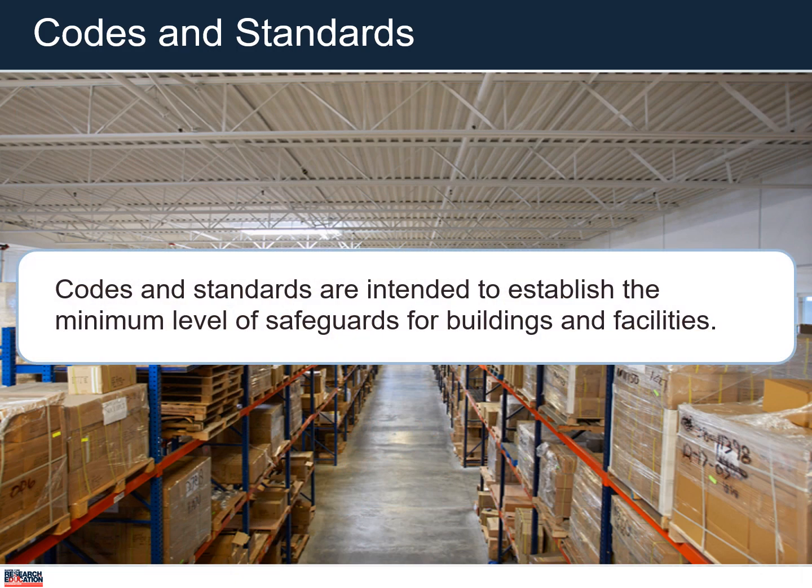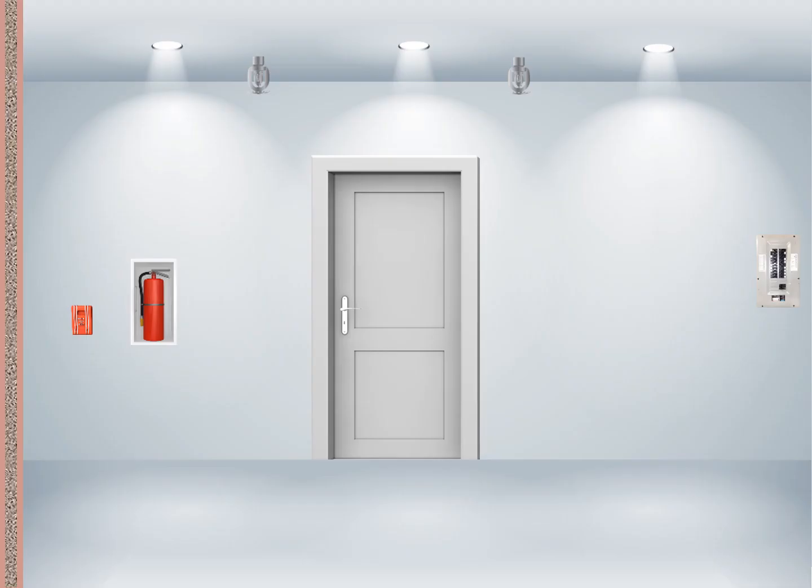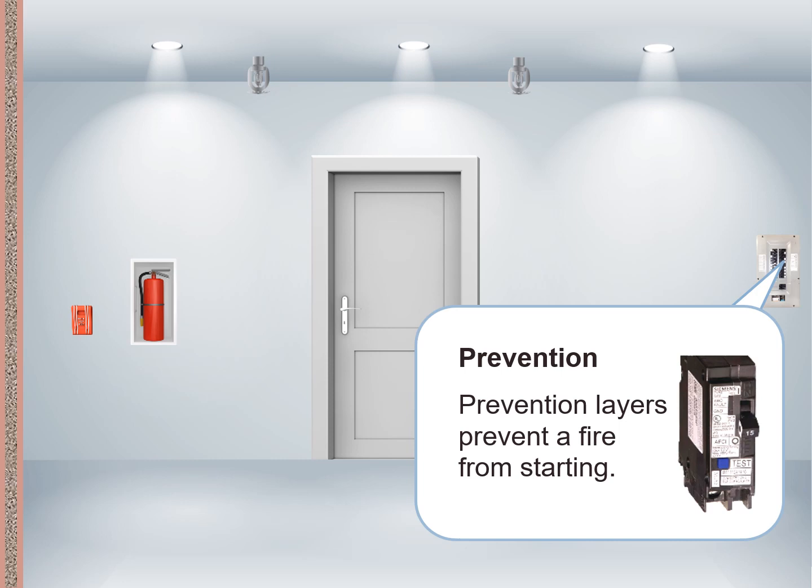Codes and standards are intended to establish the minimum level of safeguards for buildings and facilities. Some communities will add requirements to make them safer, and a few will remove requirements that they believe are unnecessary. So let's look more closely at the safety layering concept and our codes. Layers of safety can be divided into four general categories: prevention, activation, active suppression, and passive prevention. Prevention layers prevent a fire from starting. Prevention is always the best outcome. A couple of the layers that contribute to prevention include arc fault interrupters and the isolation of ignition sources.